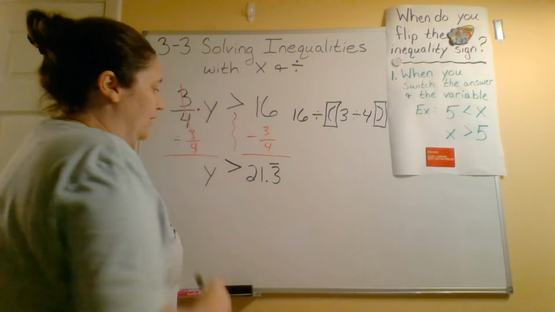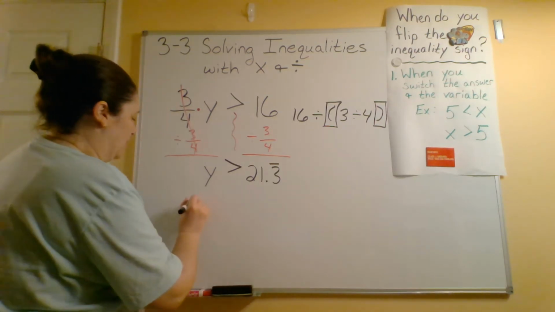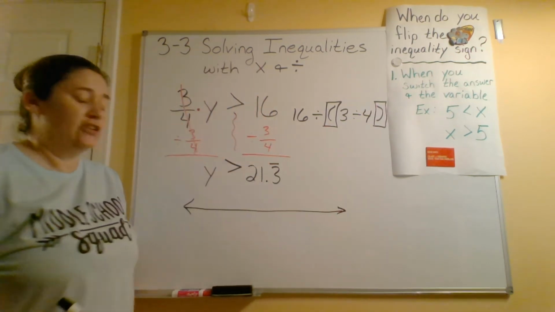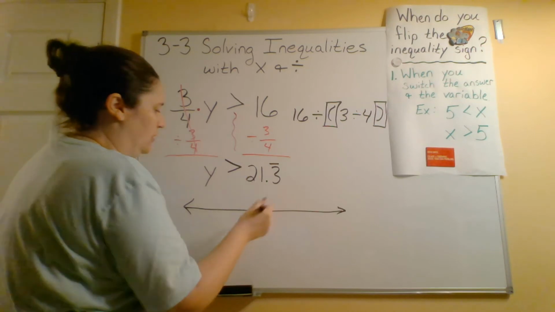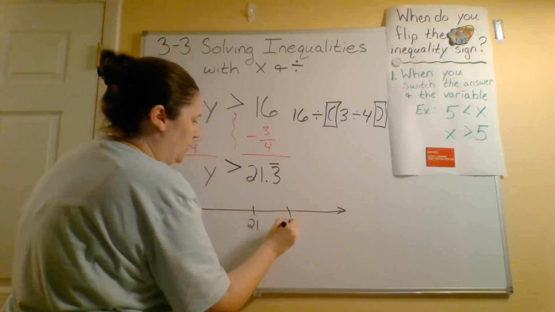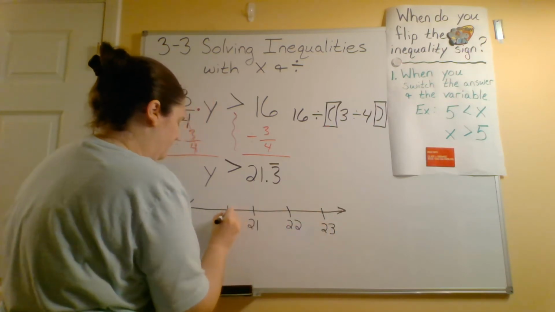So anyway, our answer is y is greater than 21.3. And we can graph this. You can graph decimals, you can graph fractions. What you need to do is find 21 on the number line. Here's 21, and here's 22. Put a couple other numbers around it.